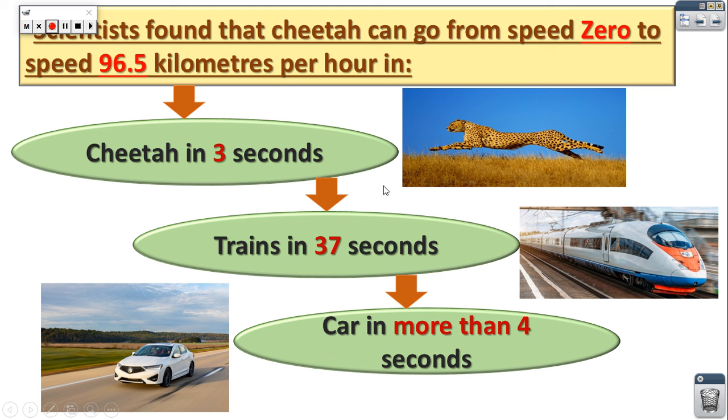The faster one, or the object that has more speed, is the one that finished a long distance in a short time. So, which one of them finished a long distance in a short time? Yes, it's the cheetah. The cheetah finished its distance in 3 seconds only, but the train in 37 and the car in more than 4 seconds. So the cheetah is the fastest one of them, the one that has more speed. Why? Because it covers the same distance in less time.